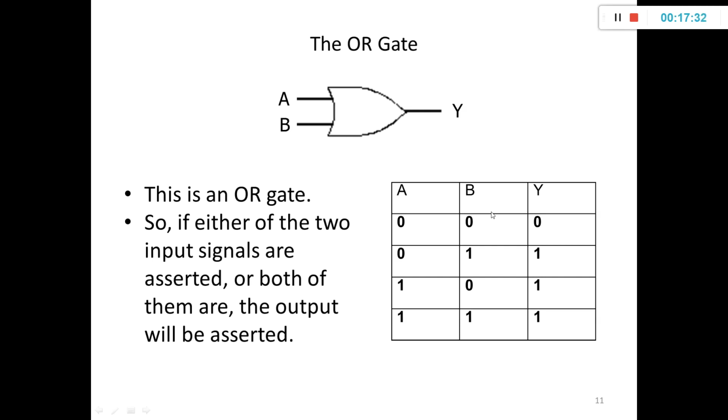Basically, what is a truth table? It is there in your syllabus. What is a truth table? For all the input combinations, you have the output. So for this OR gate, 0 plus 0 is 0, 0 plus 1 is 1, 1 plus 0 is 1, 1 plus 1 is 1. So this is a simple OR gate.